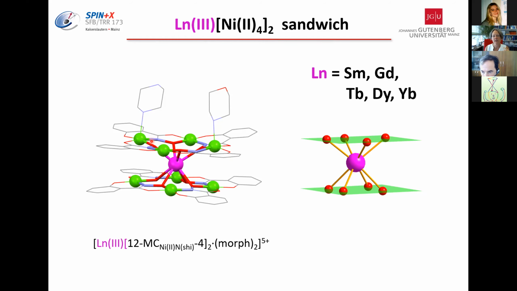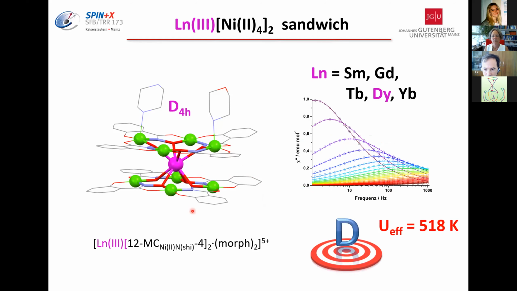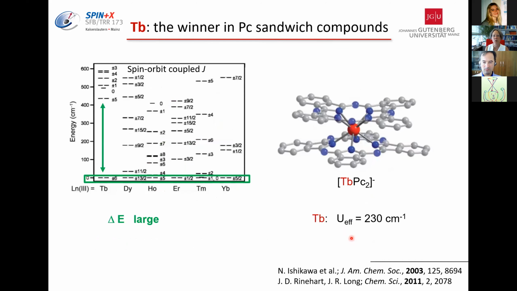Rather than having here phthalocyanide, we have here a metallacrown, so composed of potentially paramagnetic ions. And of course, we are now interested in the magnetic moment of the metals and how it's influenced by its surrounding. And by checking for the dysprosium, we already were very successful and could show that we have here a high magnetic anisotropy, leading really to a high energy barrier of the magnetization reversal. But I'm going to show you a little bit more in detail why the terbium was always the winner in the phthalocyanine sandwich complexes. And this is important also for our system here.